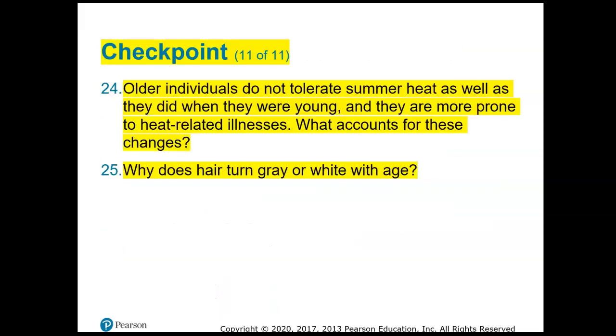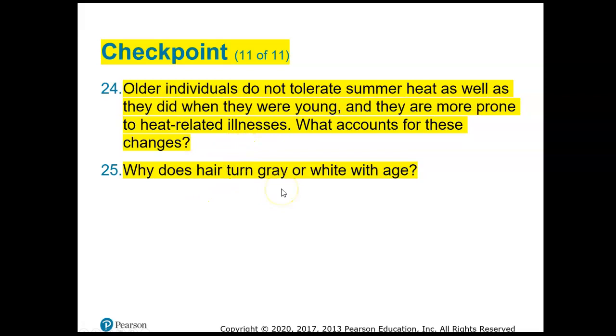And then there's a section on aging. Let's read these checkpoint questions. Older individuals do not tolerate summer heat as well as they did when they were young, and they are more prone to heat-related illness. What accounts for these changes? Well, for one thing, they don't sweat as much. That's probably the main thing. They don't sweat as much.